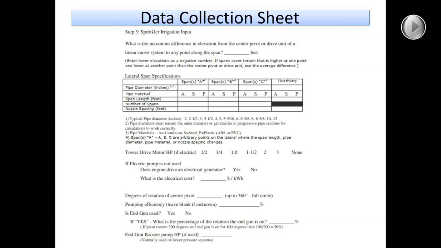Is there an end gun on the pivot or linear? Yes or no? If yes, how often is it on? If it has a booster pump, what size is the booster pump? A lot of end guns on center pivots will have booster pumps, so the pivot can operate at a low pressure. But then you have this big end gun on the end, and it needs a higher pressure to work, right? And so you'll typically put a booster pump on it to boost the pressure.